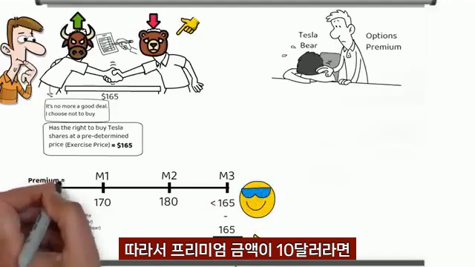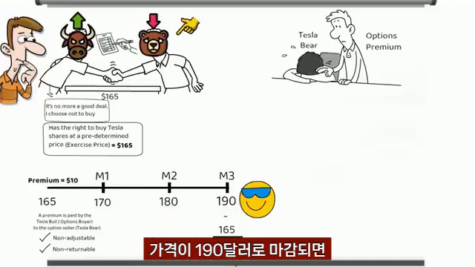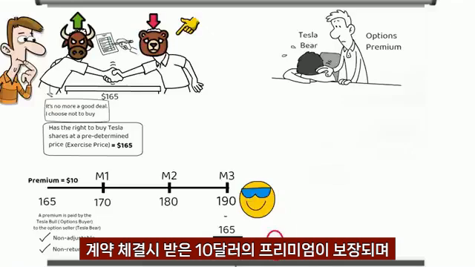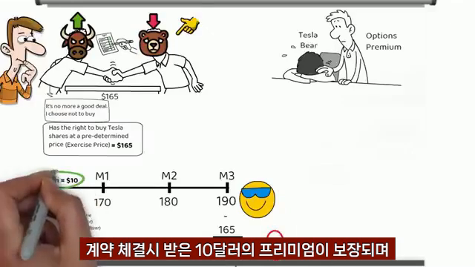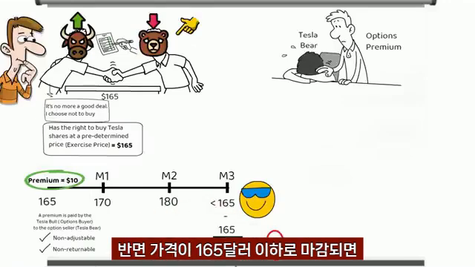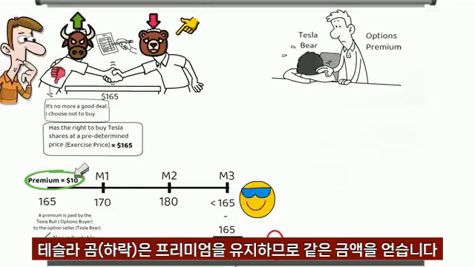So, if the premium amount is $10, the Tesla bull gains only $15 from the contract if the price closes at $190 after 3 months. Tesla bear's loss is also $15, as the $25 loss at the time of exercising the contract gets covered by the $10 premium he received while entering the contract. On the other hand, if price closes below $165, the Tesla bull loses the $10 premium, and the Tesla bear gains the same amount as he gets to keep the premium.